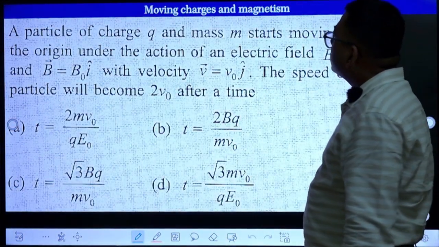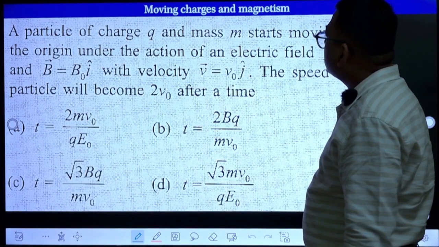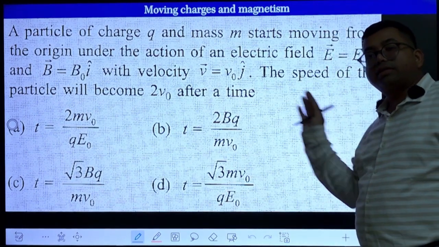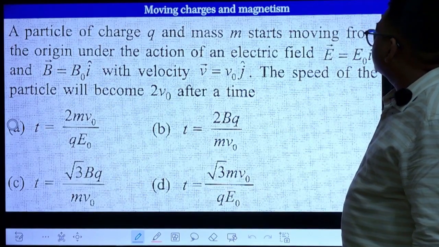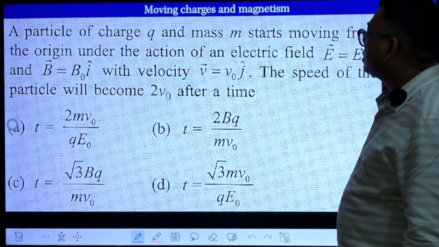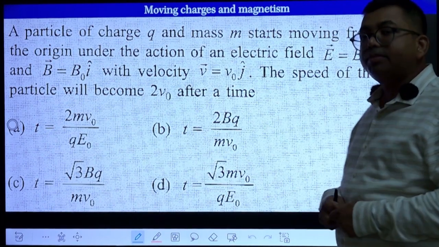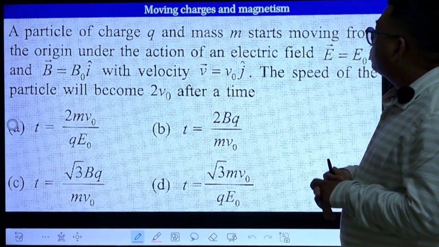A particle of charge q and mass m starts moving from the origin under the action of an electric field. The electric field is along the x-axis, the magnetic field is also along the x-axis, and the velocity is along the y-axis. The speed of the particle will become 2v naught after a time. So after some time, its speed will become double.